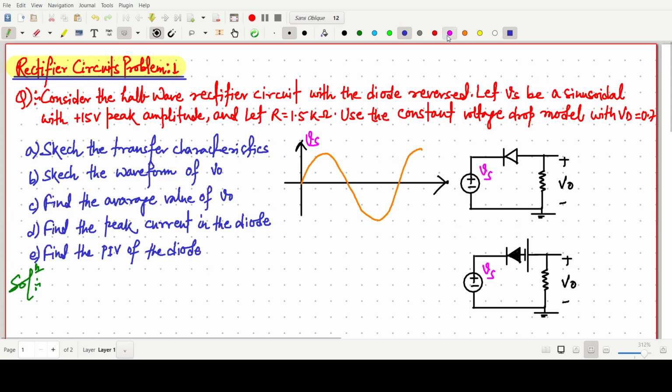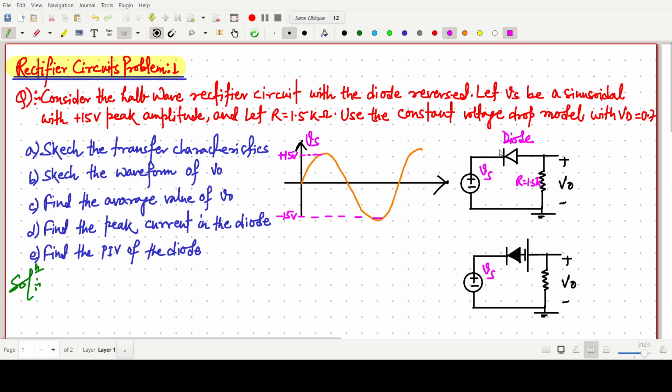So this peak amplitude is simply our plus 15 volt, and another one is our minus 15 volt, you can say. And let R be the 1.5 kilo ohm resistance. So this resistance R value is 1.5 kilo ohm. So we have to use the constant voltage drop model with VD 0.7. This one is the diode.